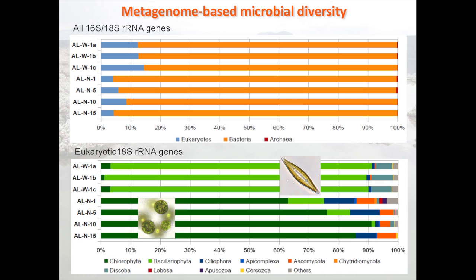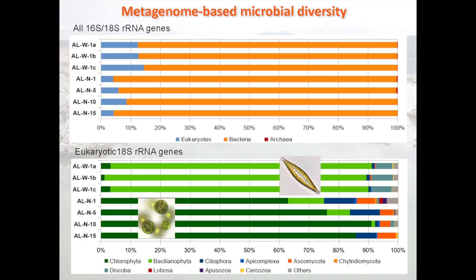I'm going to talk more on the diversity side, just to say that if you look at the distribution of marker genes, ribosomal RNA genes, belonging to the three domains of life, what you see is this kind of histogram. The three bars here correspond to three replicate samples from the western side, and here you have the corresponding distributions of genes at 1, 5, 10, and 15 meters in the northern side. What you see is that these communities are dominated by bacteria, in orange. You have between 5 and perhaps 15% of eukaryotes, and archaea are just minor components, less than 1%. So most of it is bacteria.